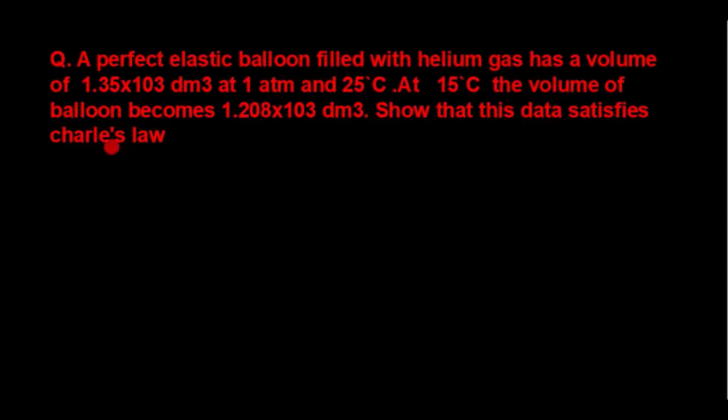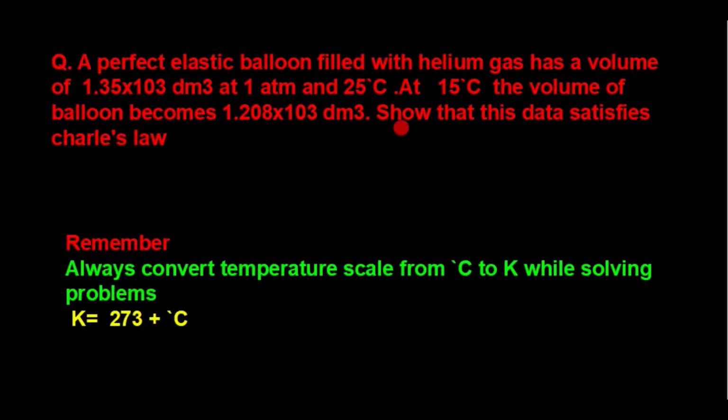Now first of all, we will write the data for this numerical and then we will use the formula to solve this numerical problem. To solve this numerical, we must keep something in our mind. Always convert the temperature scale from degree centigrade to Kelvin scale while solving the numerical problem. The formula which is used to convert degree centigrade into Kelvin is K is equal to 273 plus degree centigrade. Now to solve this numerical problem, first of all we will write the data and then we will use the formula to solve the question.